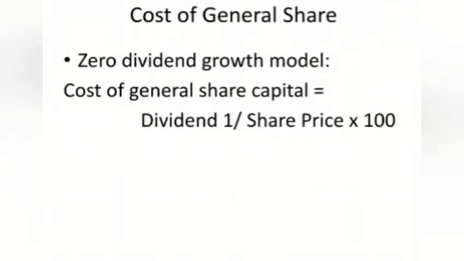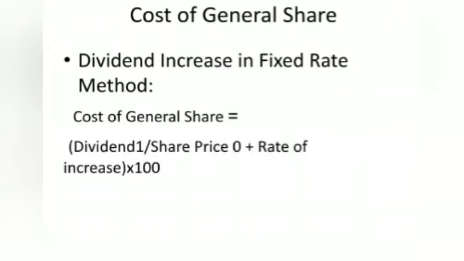In this method, if the dividend per share is divided by market price of the share, we get cost of general shares. Here is the formula: cost of general share equal to dividend 1 divided by share price into 100. Another model of calculating cost of general share, dividend increase in fixed rate method.